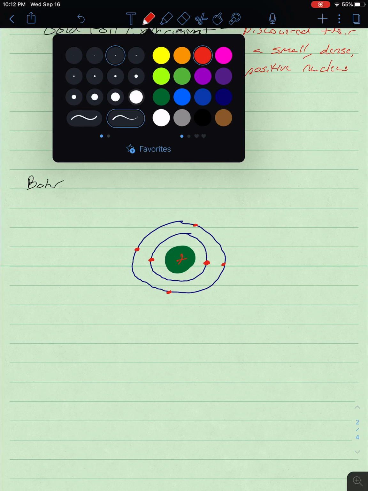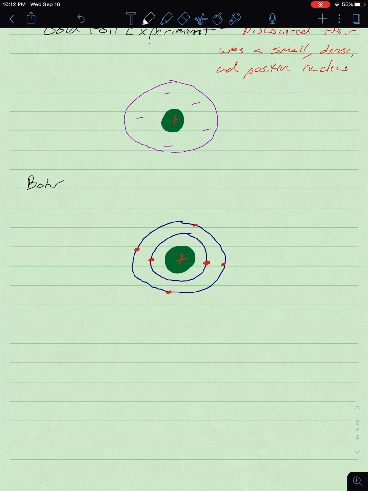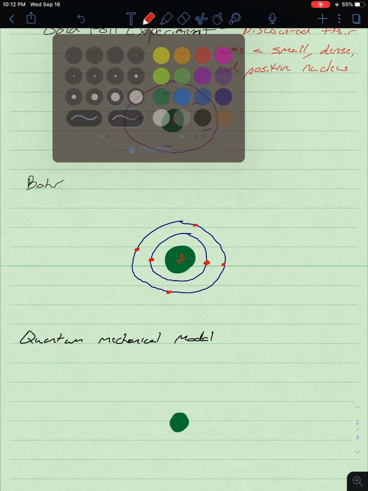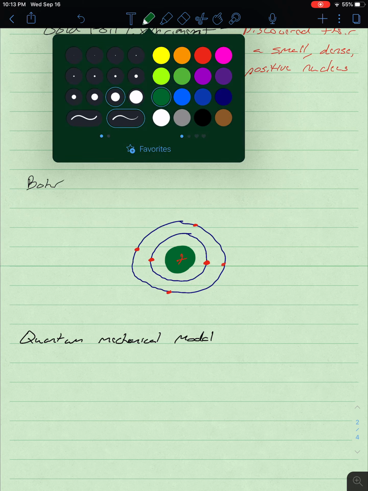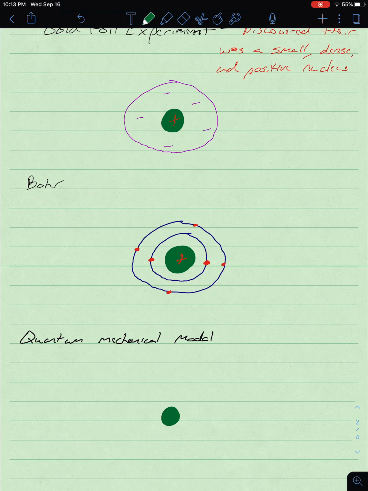Then our last model, to sum this up, is the quantum mechanical model. The quantum mechanical model took it even further. So we still have our dense positive nucleus. Getting a little bit faster at this. Nope, just messed it up. Okay, dense positive nucleus. Now let me change the size of this.